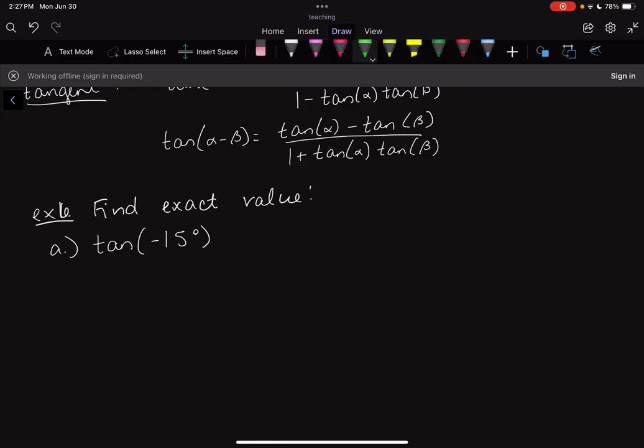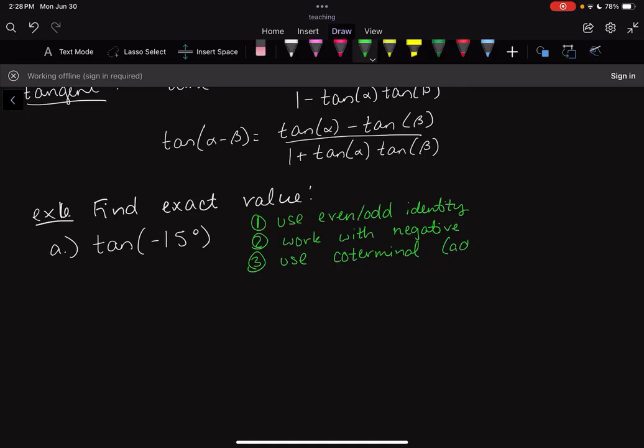So negative angles, you have a few options. One, you can use the even or odd identity. 2, you can just work with the negative. Or 3, you can use coterminal, which means add 360. So 3 different ways to attack this problem. I find most people just work with the negative, so I'll just show you that way first.